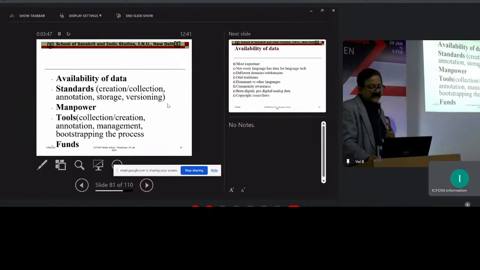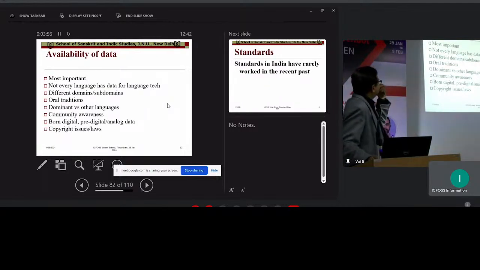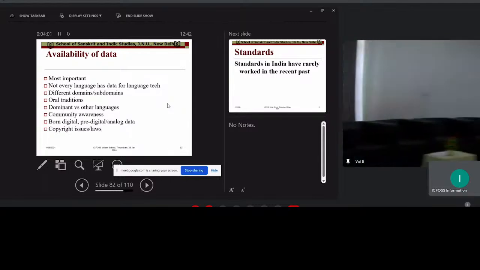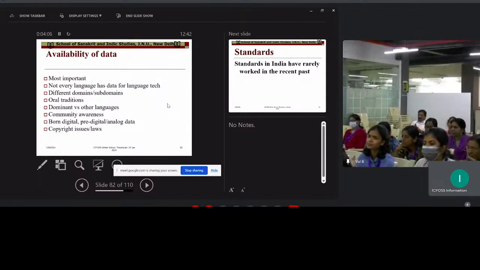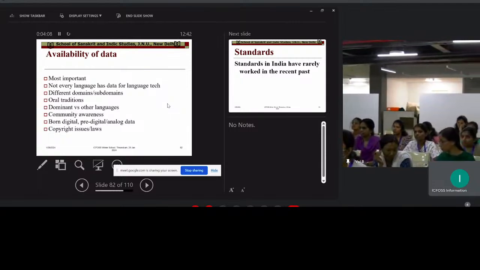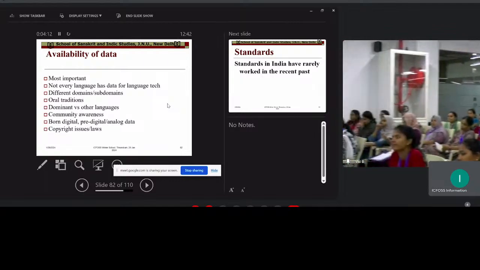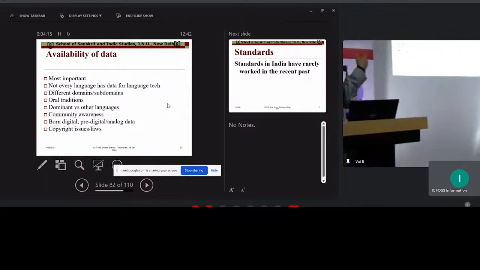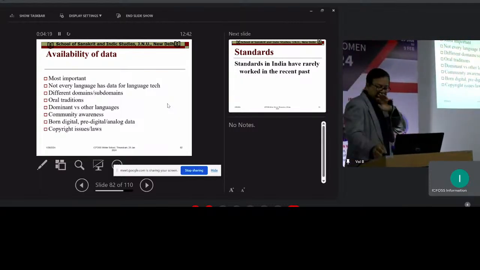So the requirements: data should be available, standards should be there, manpower should be there, tools should be there, funds should be there. Data is very important, it should be available. Not every language has data for language technology. I have only 15 minutes, so it's cardboard science. There are different domains, subdomains, oral traditions, dominant versus other languages, and the community, how large the community is, and a combination of all of that.